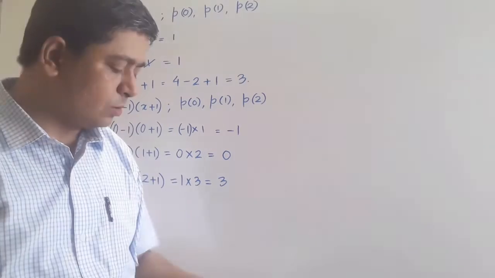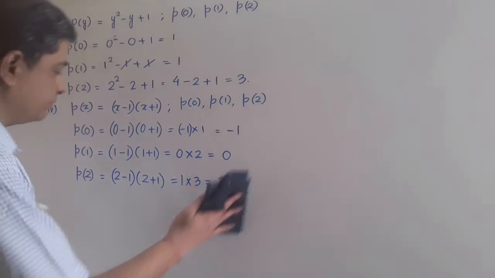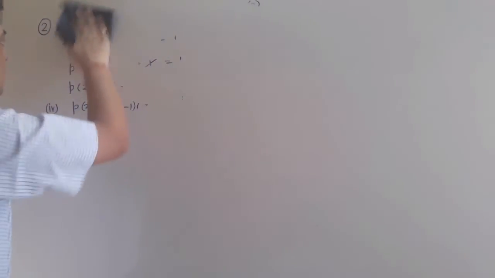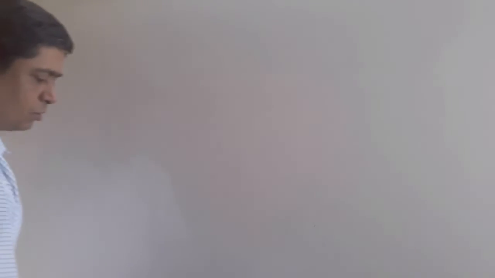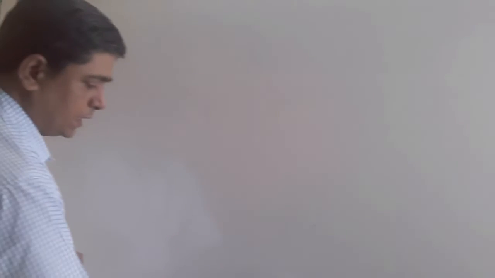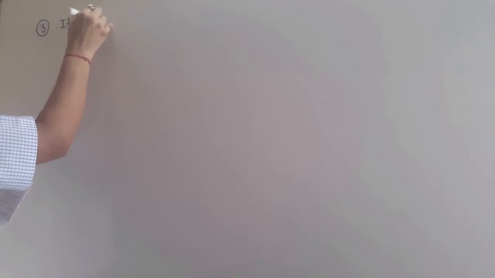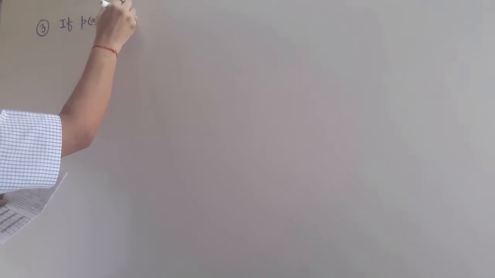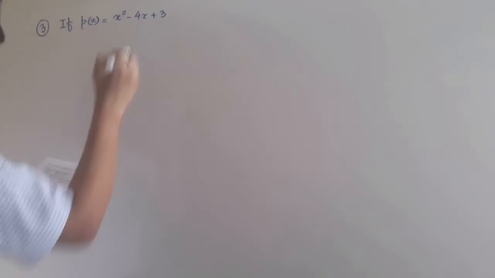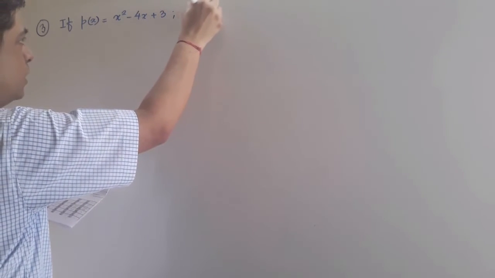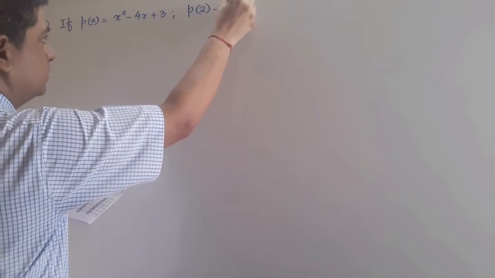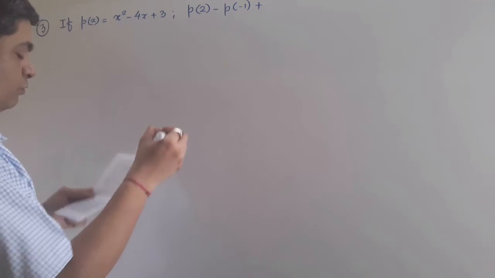Okay. Now, let us see question number 3. In the third question, I will write it down first. So please check the question. In the third question, we have been given that if P of x is equal to x square minus 4x plus 3, then we have to find out the value of P of 2 minus P of minus 1, and plus P of 1 by 2.